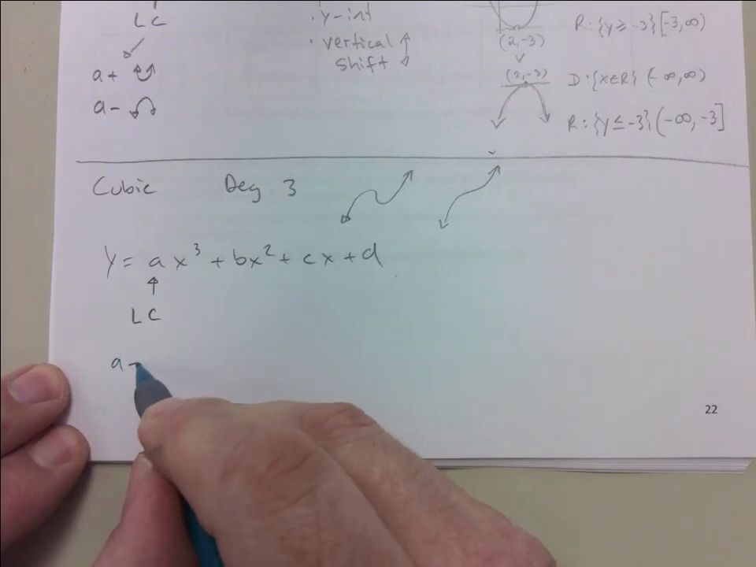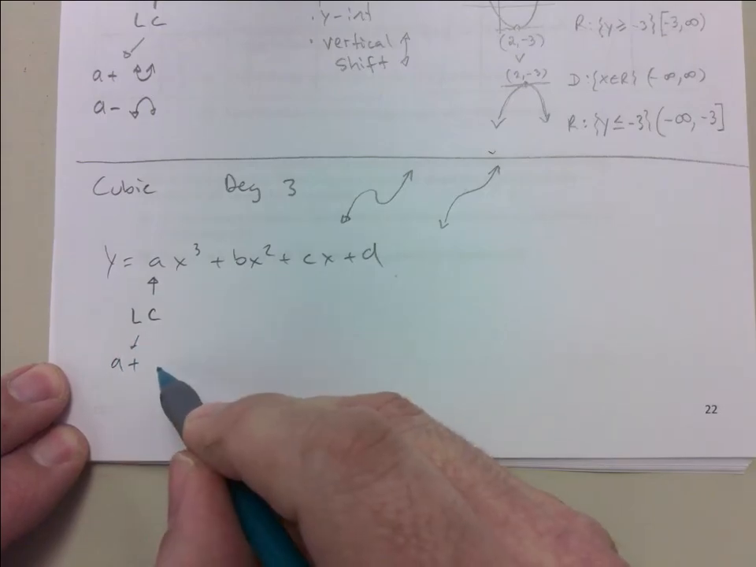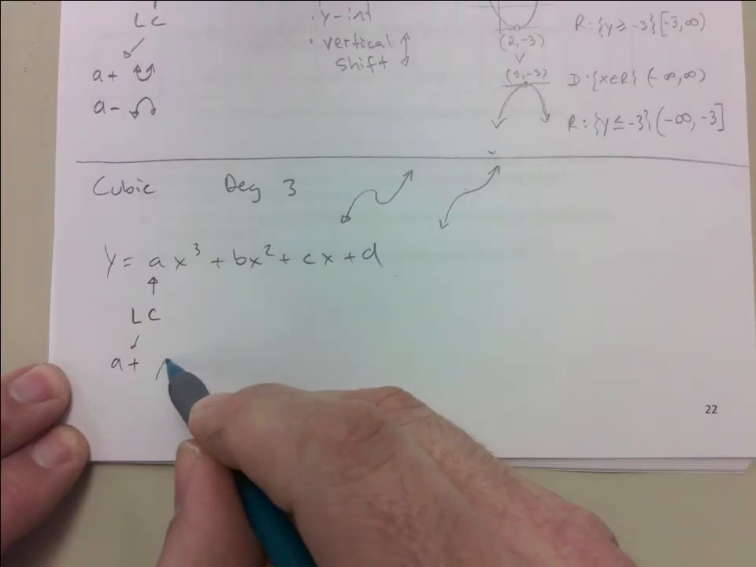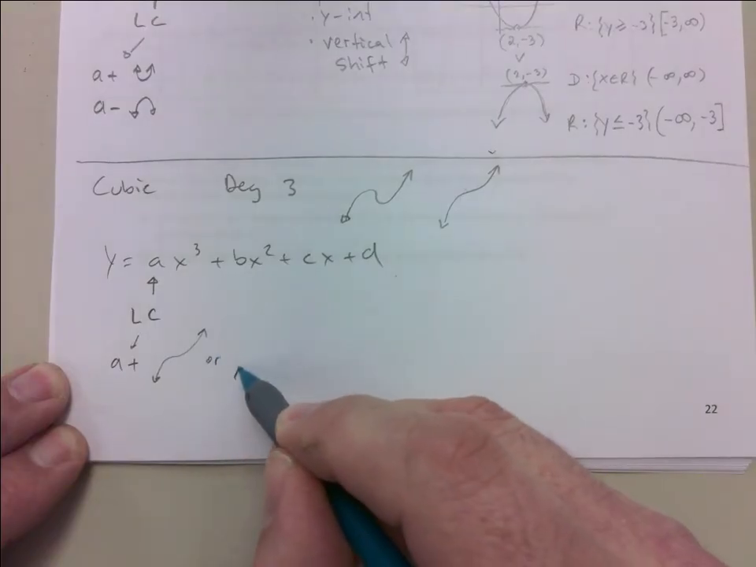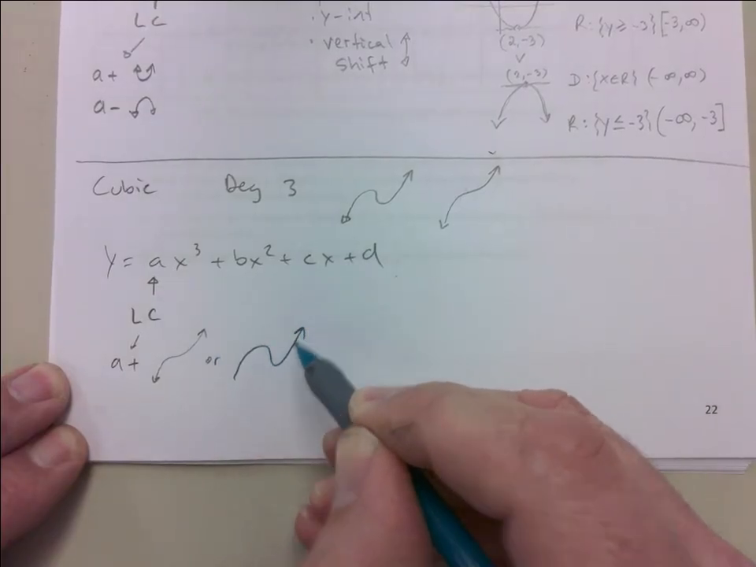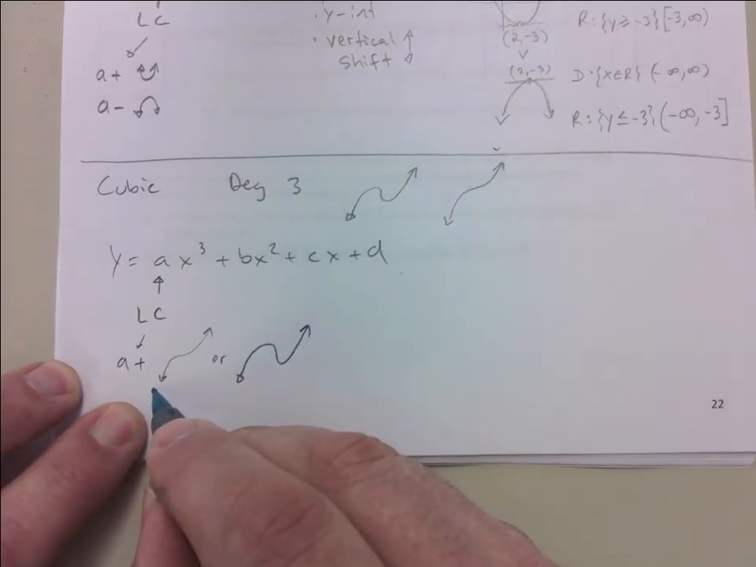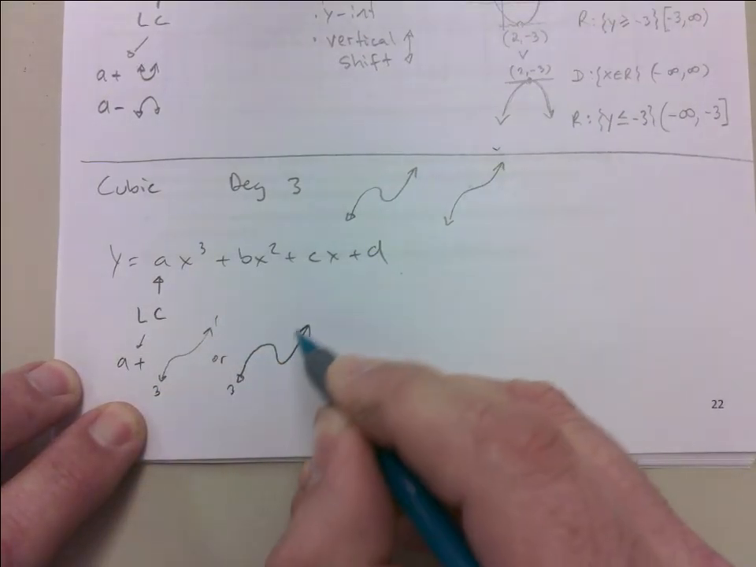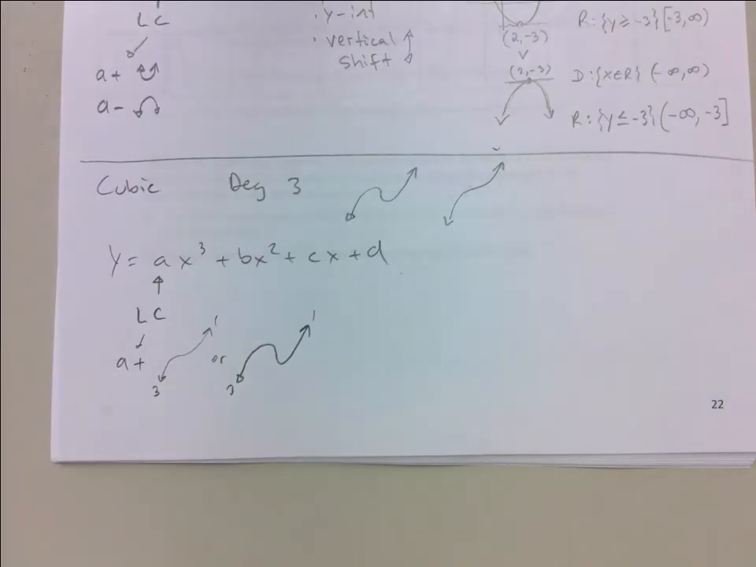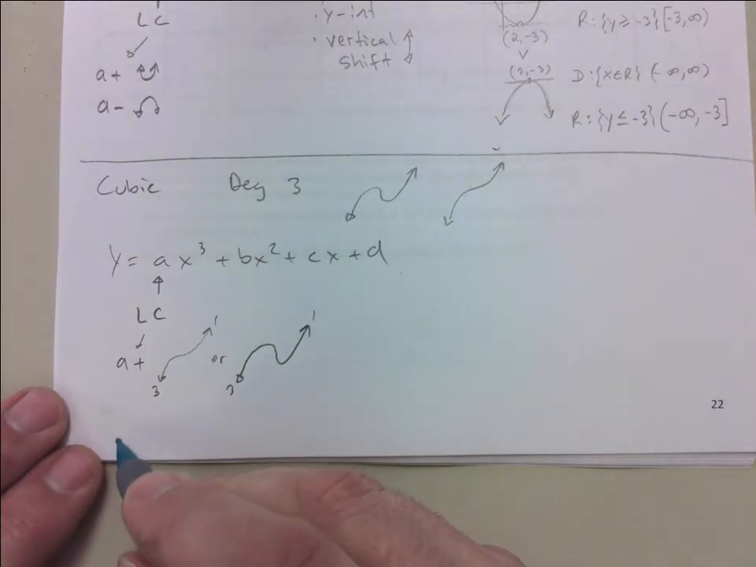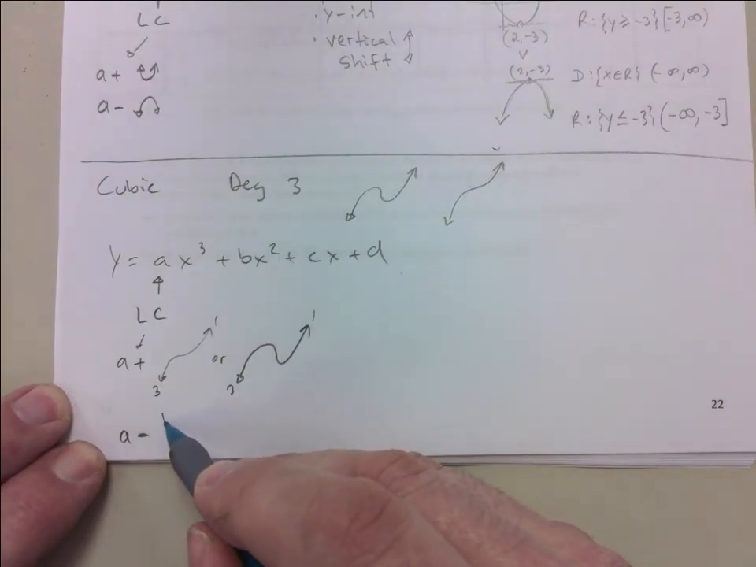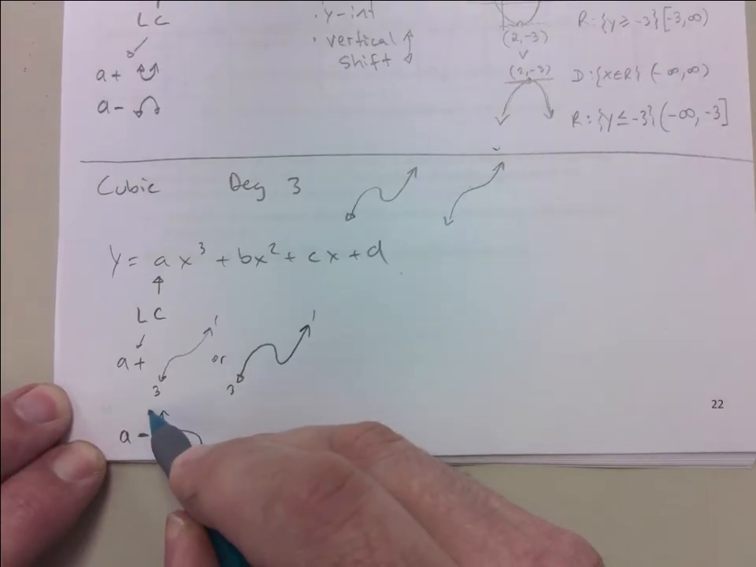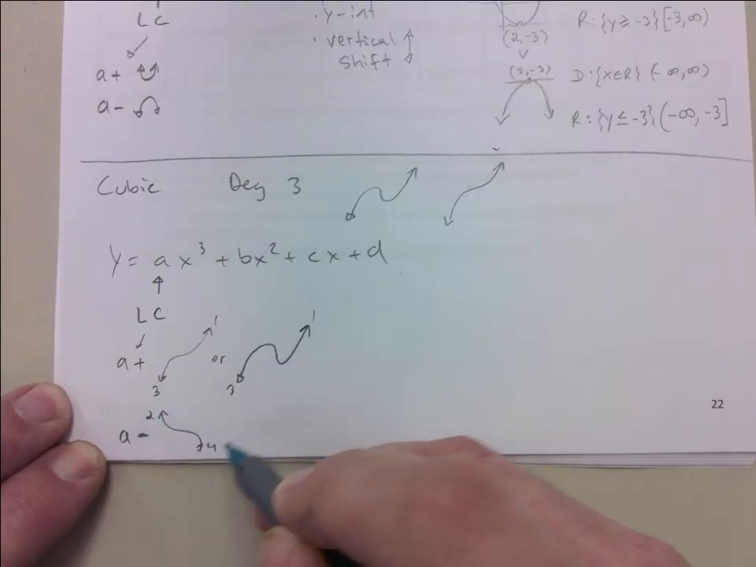So if A is positive, then we're expecting something like this. Or it could also have a weird bend. It doesn't matter. The ends go from 3 to 1. Okay, it doesn't matter. If A is negative, it's going to go the opposite way, right? It's going to go like this. It's going to go from 2 to 4.